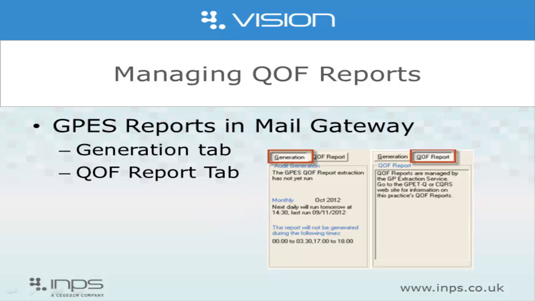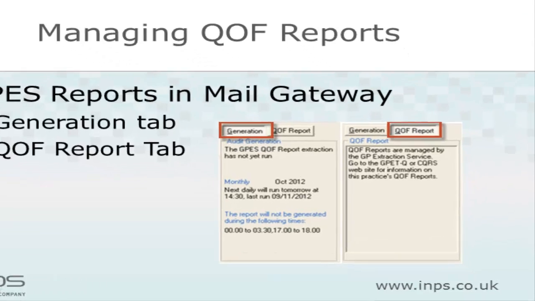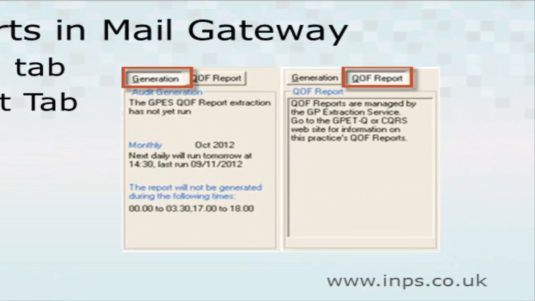From your server desktop, select Mail Gateway. It may be minimized to the bottom toolbar. Click the Mail Gateway icon to maximize it. If the audits have been run, audit generation states the GPES QOF report extraction was last run on, and it will provide you with the date and time. If the audits have not yet been run, audit generation states the GPES QOF report extraction has not yet run.